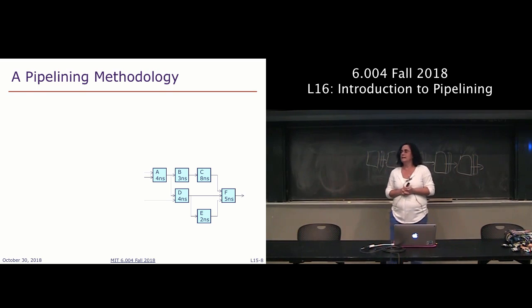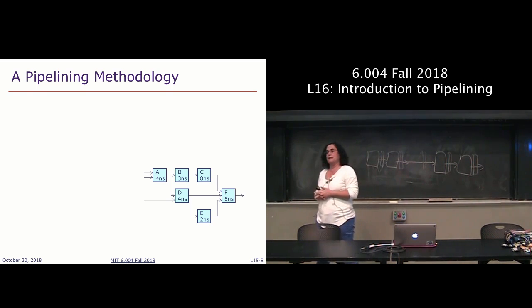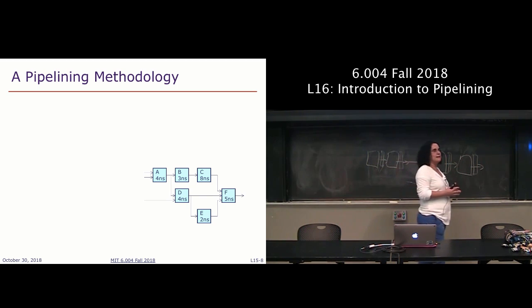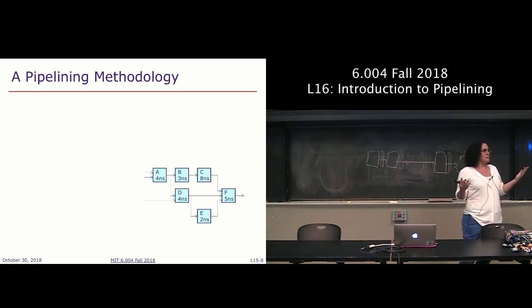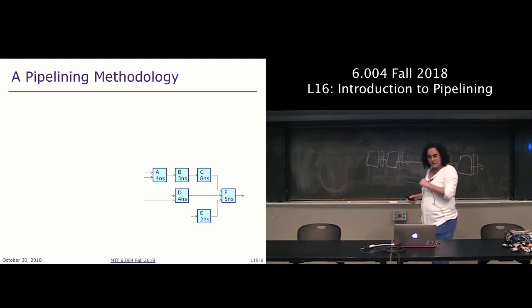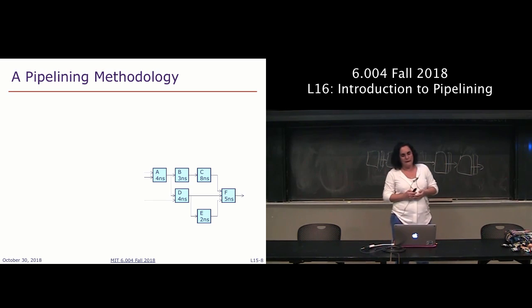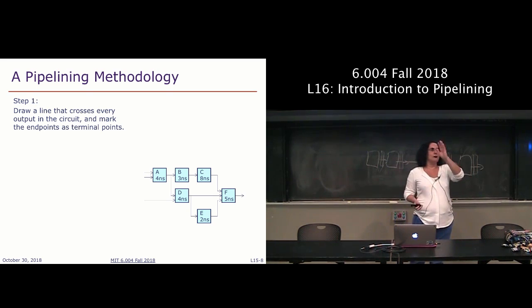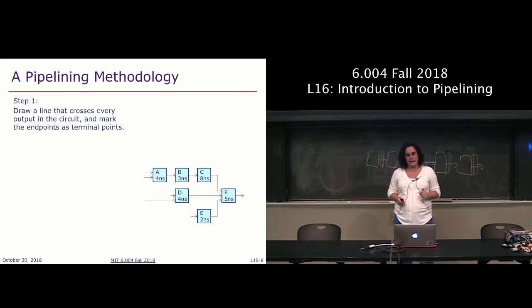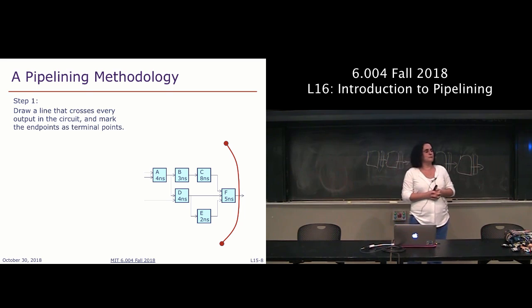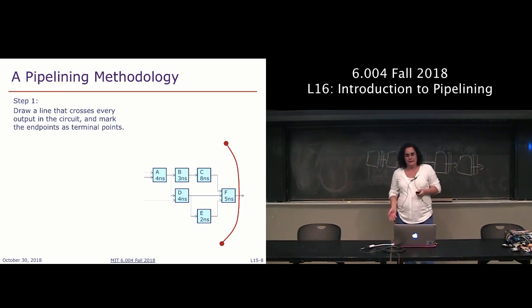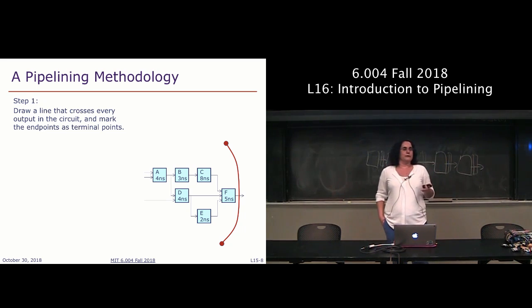All right, so now we're going to define a pipelining methodology. Basically I'm going to give you a set of rules to follow in order to take any combinational circuit and pipeline it. Okay, so here's our combinational circuit that we want to pipeline. The first thing we're going to do is draw a line that crosses all of our outputs. Here we have a single output, so I'm going to draw this one line, and I'm going to label the 2 ends of that line as my terminals. This red line here we call a contour. It represents a stage of my pipeline.